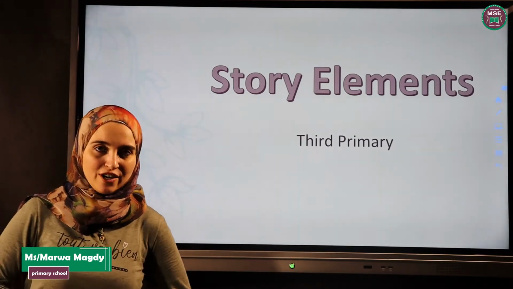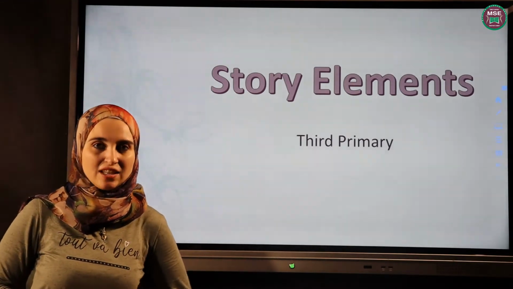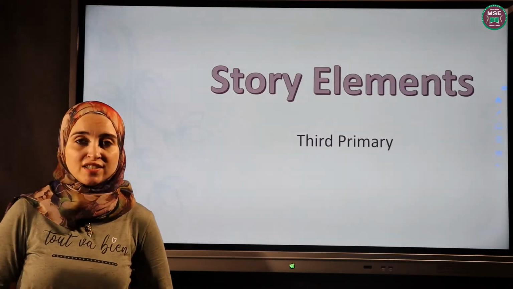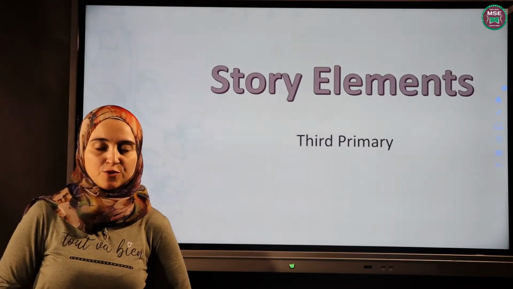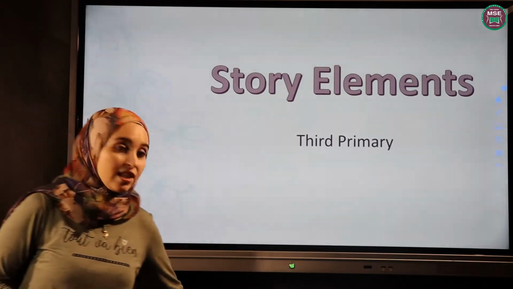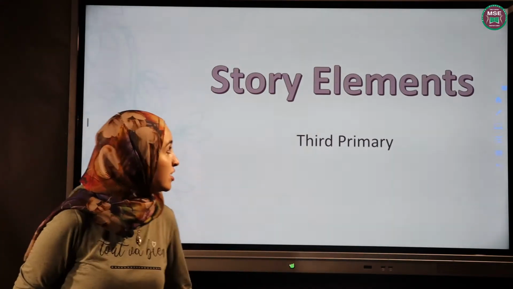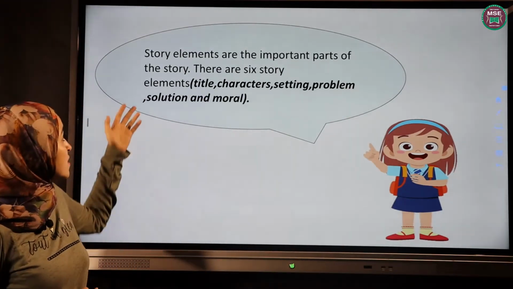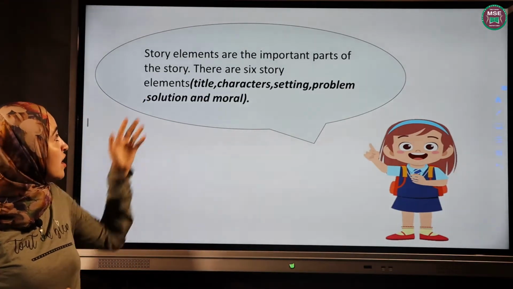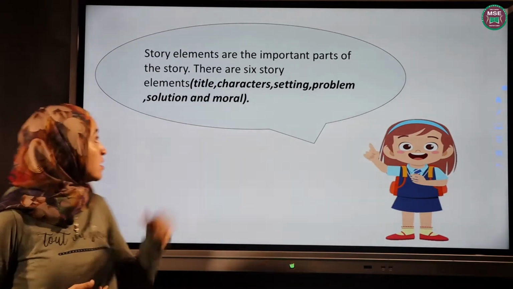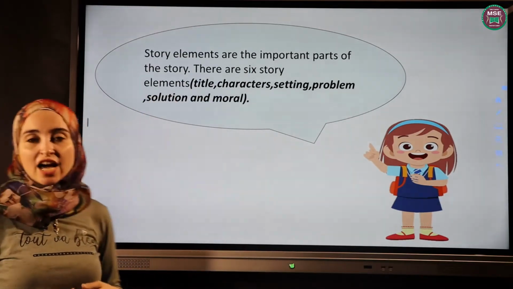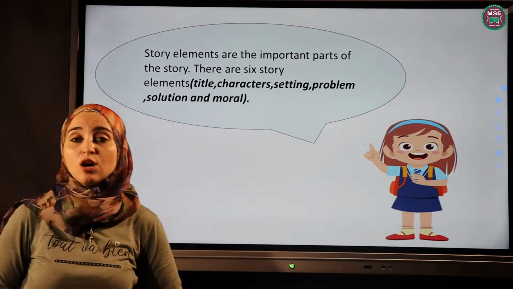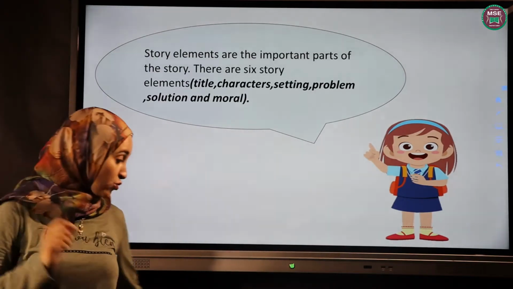It's session number 5, and we will revise the story elements. Today, I brought to you a new passage to revise the story elements as we learned them before in the class. Let's start to revise them together. The story elements are very important parts of the story. There are 6 story elements. We have the title, characters, setting, problem, solution, and moral. Let's know each one together.